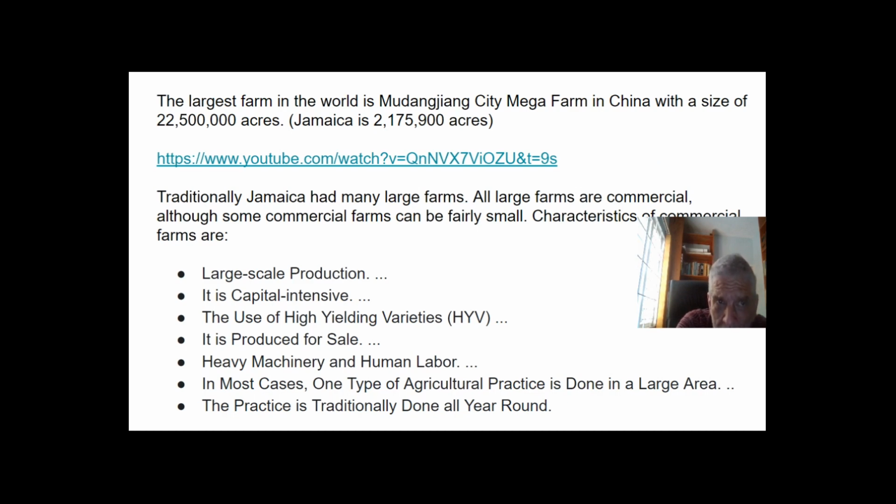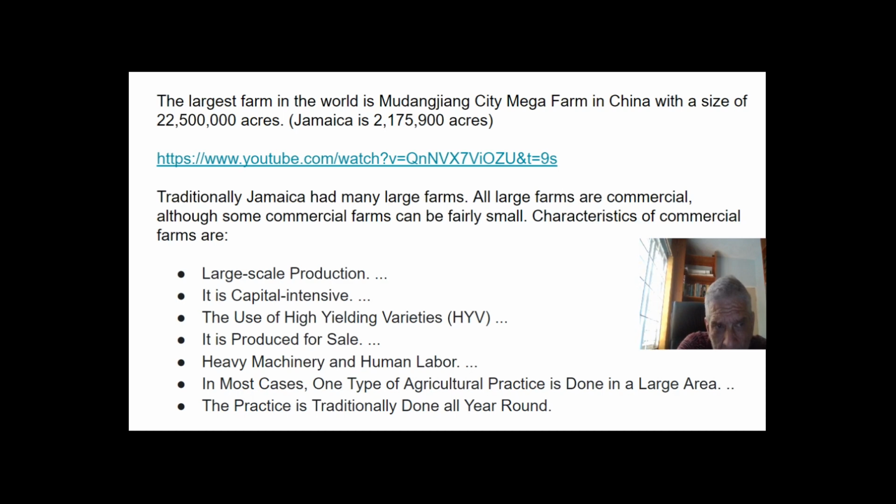Then, scale of farming. Some farms are very large. So I said the largest farm in the world is one in China, which is the size of 22,500,000 acres. And for comparison, the whole of Jamaica is simply 2,175,900 acres. So I have farms in China which are much bigger than the entire country of Jamaica.